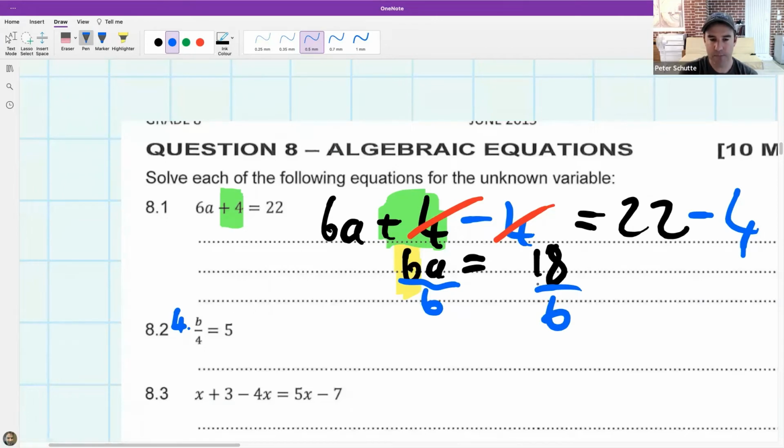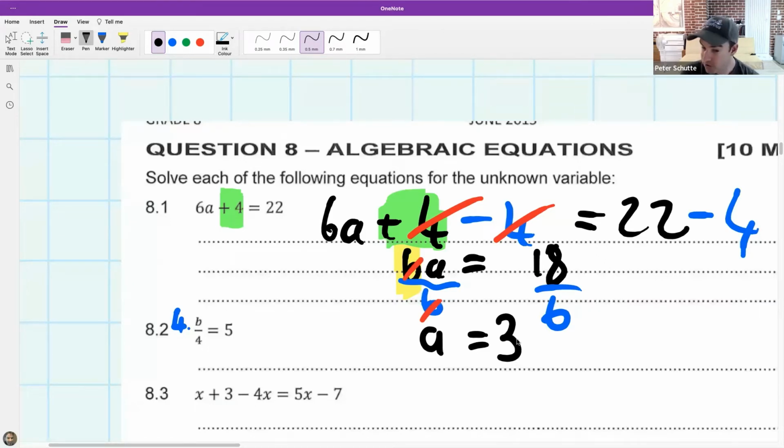Okay, now what I'm going to do here is I'm going to say 6 over 6 is the same as 1. And so they cancel each other out. So I'm left with just the a on the left-hand side. On the right-hand side, I've got 18 over 6, which is going to give me my final answer of 3.